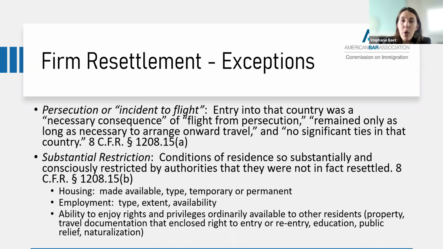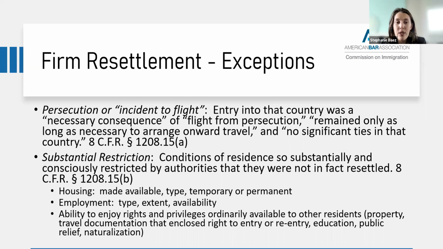One is persecution, or we also call that incident to flight, meaning that your client entered into this third country only as a necessary consequence when they were fleeing from persecution in their home country. And they only stayed in that country long enough to arrange onward travel to the United States. So you could show that they have no significant ties to the country, that they didn't open a bank account, that they weren't enrolled in school there, that if they had employment, it was temporary employment, that they didn't have the ability to stay in the country long term, that was never their intention, and they only had no significant ties.